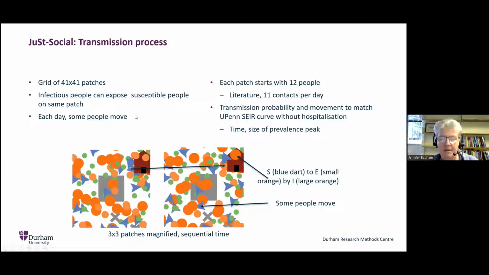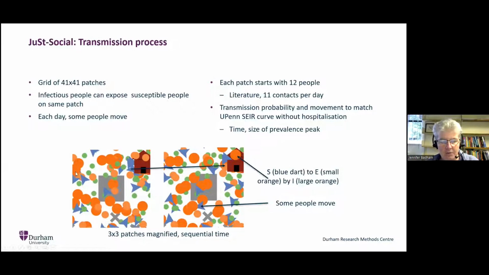Okay, so the second mechanism is about the transmission process. And within an agent-based model, in this particular one, the transmission is done spatially. So the model just had a 41 by 41 grid of patches, and infectious people can expose susceptible simulated people on the same patch. And each day some people move so that the epidemic actually has a chance to spread geographically. And each of the cells starts with 12 simulated people. That comes from the literature about people having 11 contacts a day. And then the transmission probability and the movement amounts were calibrated against a fairly standard epidemic model.